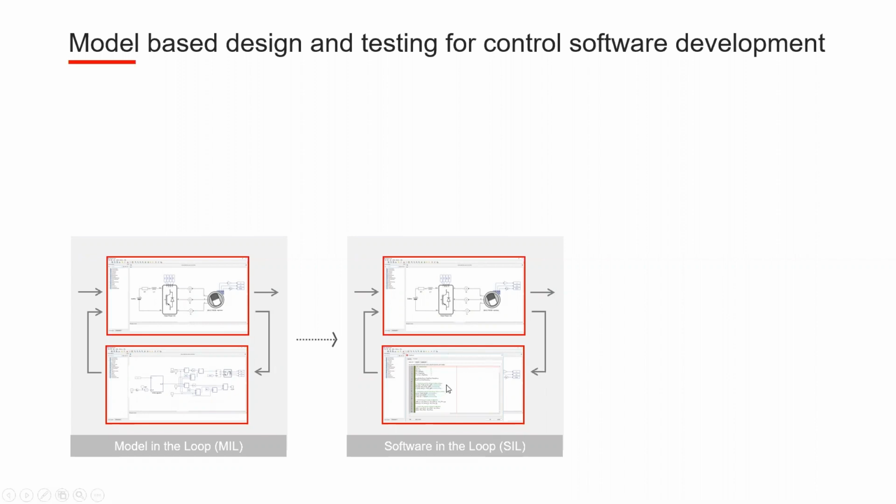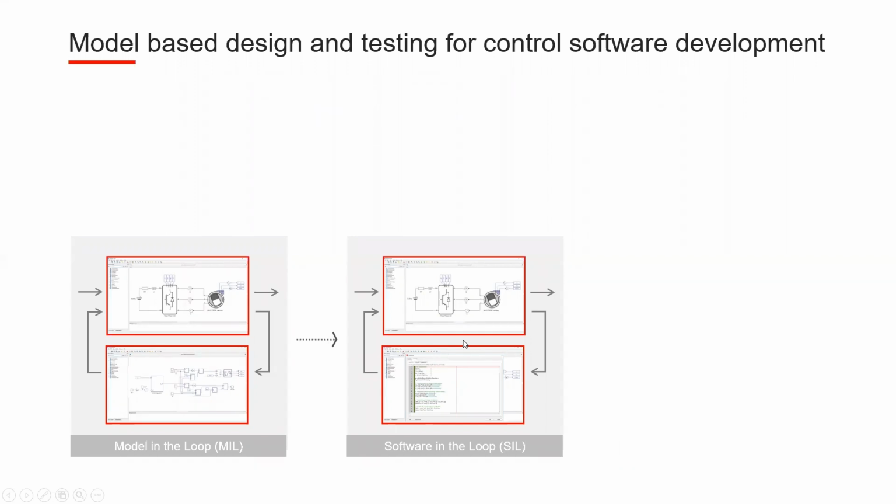So now we still have two software entities talking to each other, the power stage model and the controller code. But this time we don't have a model of the controller, we have what is supposed to be at some point the actual control code.